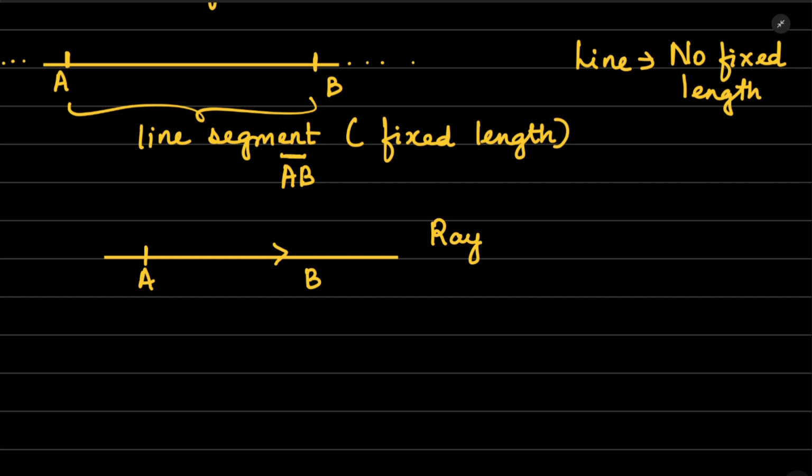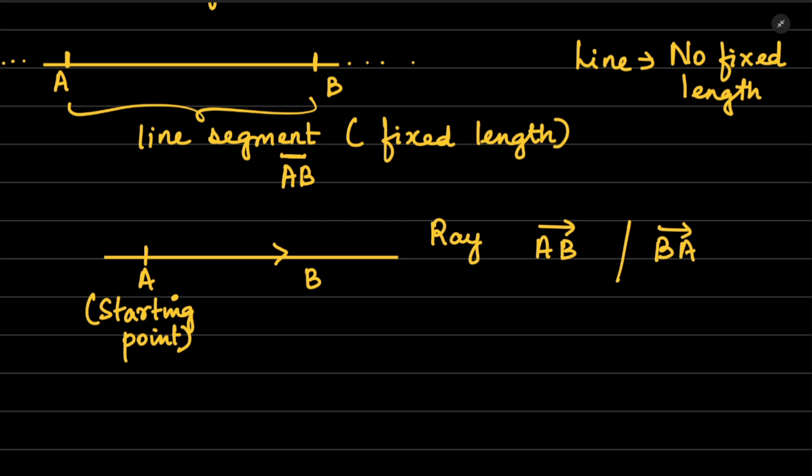So what is a ray? A ray is a part of a line which has a fixed starting point. This is your starting point, and there is no end point. That's what is called a ray. You denote it with AB, so it can be from A to B, or if it is from B to A, you can denote it with BA. That means the starting point is B and it is going along the direction of A.